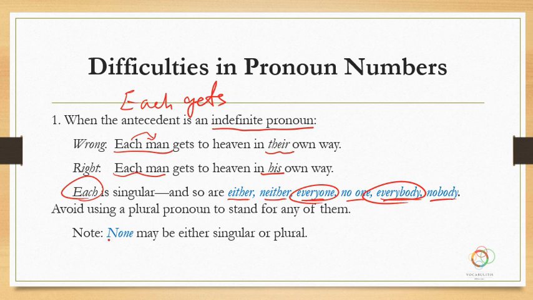Note, none may be either singular or plural. Generally, if it's countable, you will say none of the cars are. But if it's non-countable, you will say none of the water is.